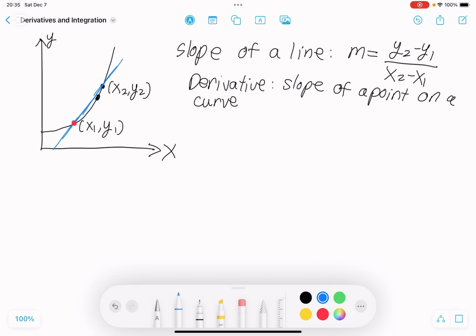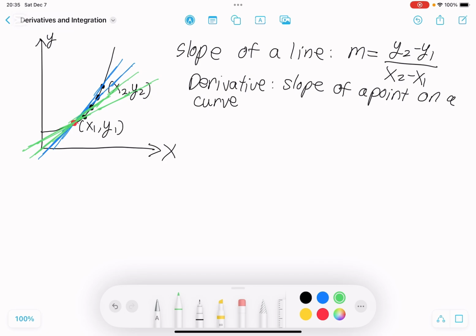We can draw a new blue line. This time this blue line will have a slightly different slope than the last blue line. We can move this black dot closer again, and let me use green now. So now we have a new line over here with another slope, and then if we move this black dot right here very close to the red point, then this would now be the green line.